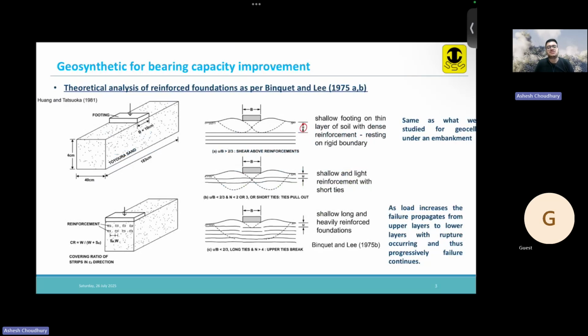And if U by B is greater than 2 by 3, then what happens? Shear failure happens. The shear surfaces actually develop above the reinforcement, so there is no interaction with the reinforcement, and so there is no bearing capacity improvement. So what we have to ensure? We have to ensure that U by B is always less than 2 by 3.